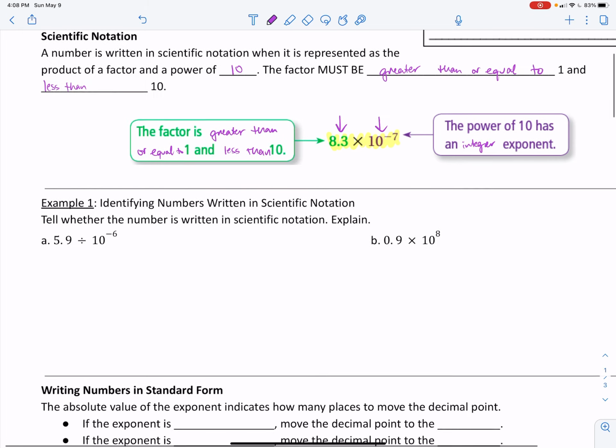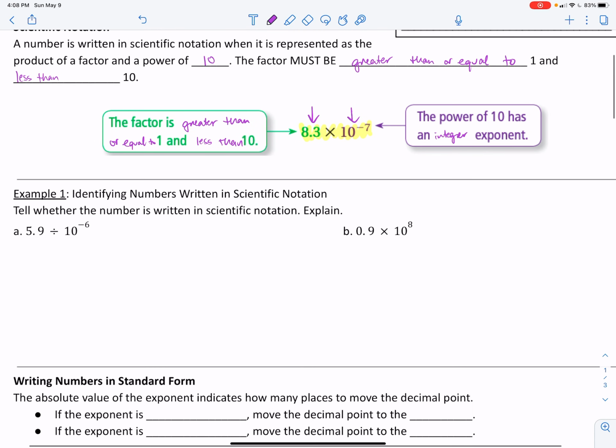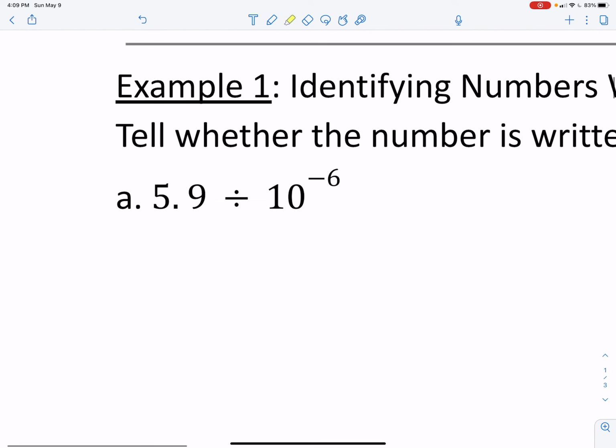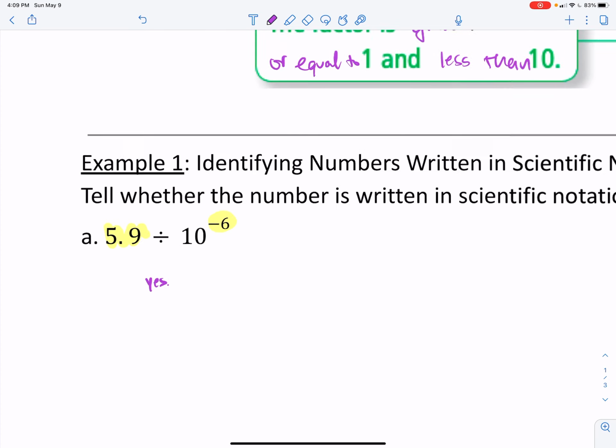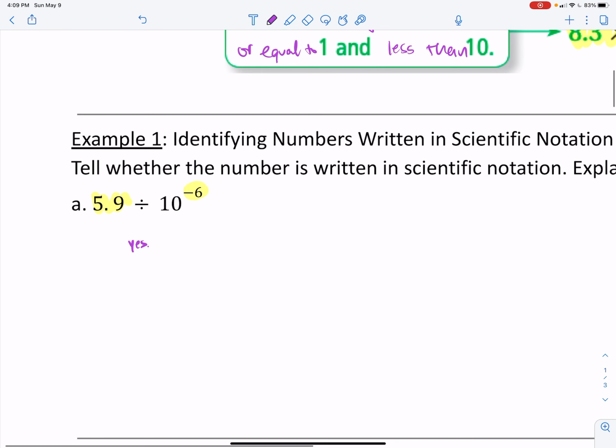All right, so here's how you identify numbers written in scientific notation. Okay, so step one, you look at the factor. Is it in between 1 and 10, right? Is my number in between 1 and 10, and is my power of 10 an integer? Let's take a look. 5.9 is my factor. Notice how this is less than 10 and greater than 1. So yes. And notice how this number is not a decimal or fraction. So this would be yes. That's all you got to do. All you have to do is tell me, is it in scientific notation or not?